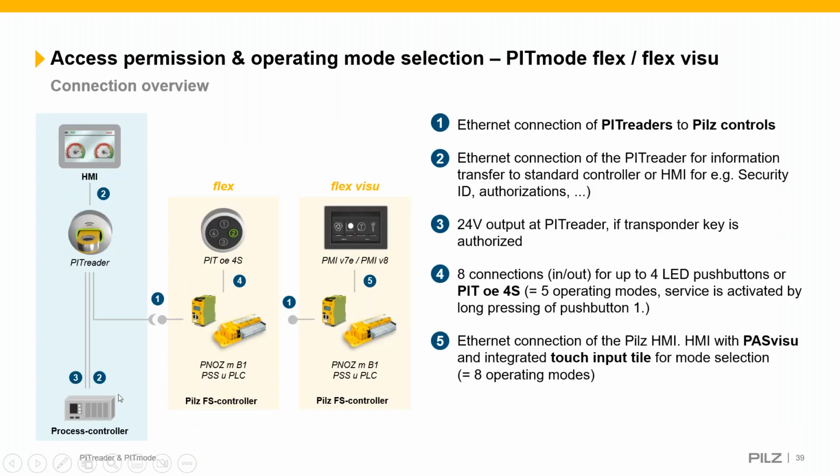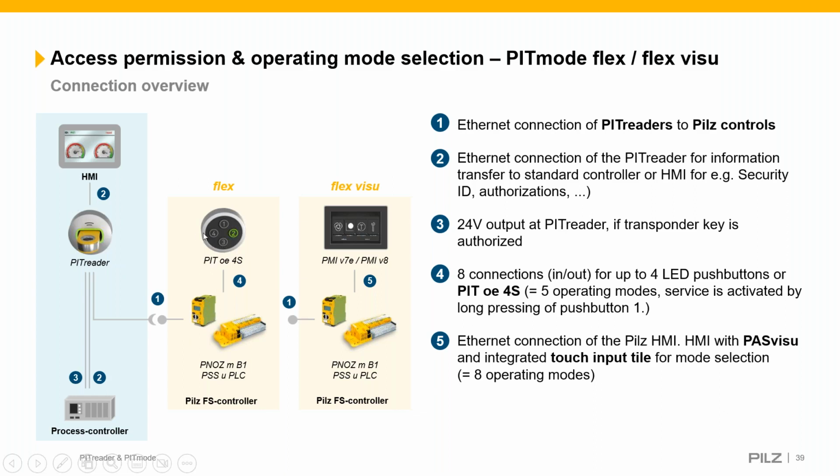How does this work? Again, blue for security, orange for safety. We insert our key into the reader. That will then transfer it to either the MB1 or the PSS 4000.